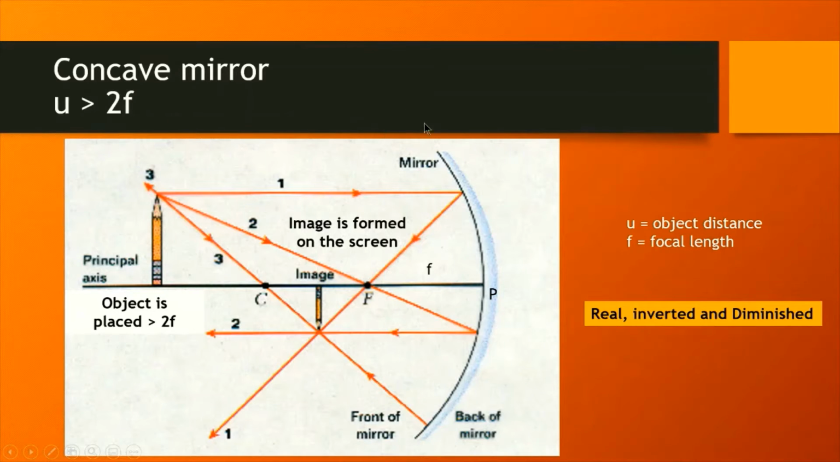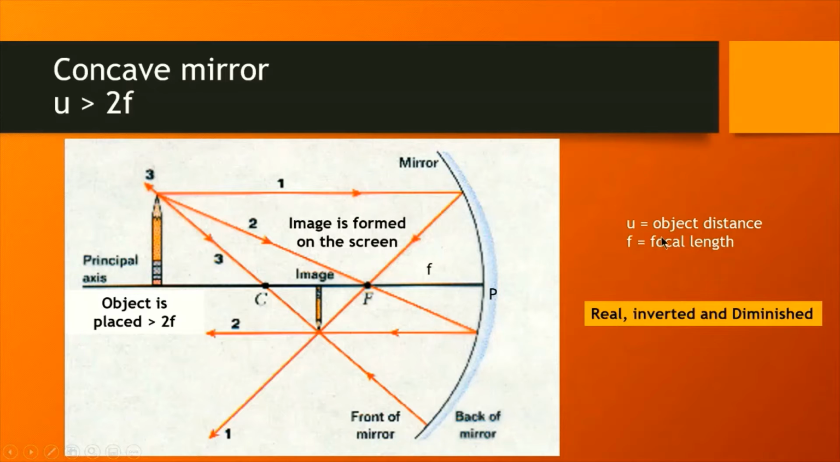This is similar to the previous one, but we draw a ray diagram here so that it is clearer. The object is placed more than 2f. Remember, the distance from the pole to the focal point is what we call f. And F is the midpoint of C and P, therefore this is another f. So the object is placed here, meaning it is more than 2f.